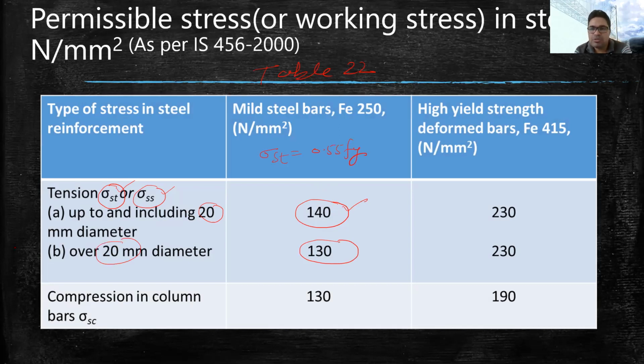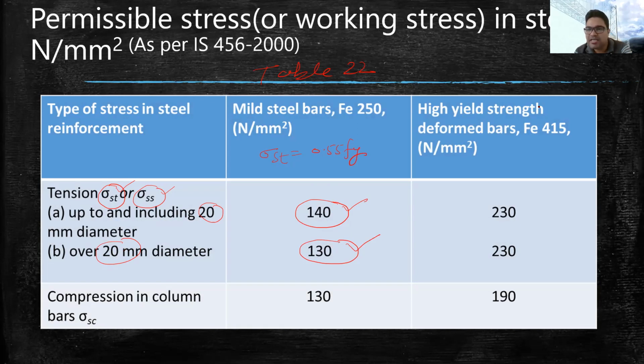Why are we taking a lesser value? Because sometimes in the manufacturing of bars there may be some air bubbles. Because of that air bubble, the strength of the bar may be less, and that is why we take the lesser value for the mild steel bar.